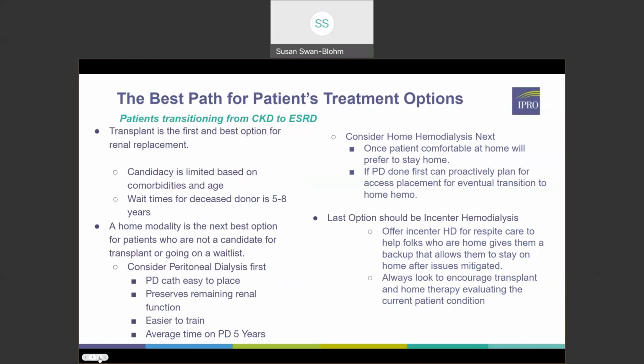The next best option for natural kidney function after transplantation is peritoneal dialysis. Peritoneal dialysis, or PD, can be initiated quickly. The PD catheter is easy to place. Training time is brief. The skills needed are fairly simple to master, and this modality preserves remaining renal function. Home hemodialysis should be the next treatment modality considered.